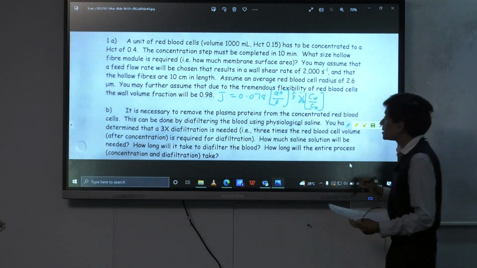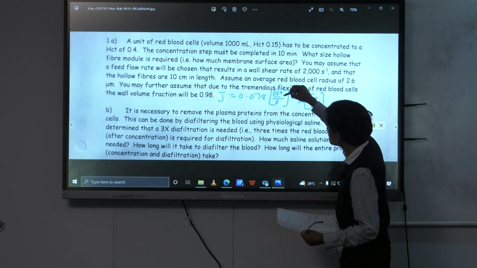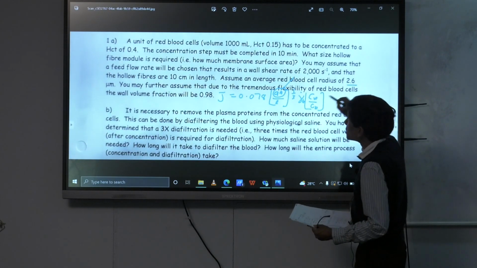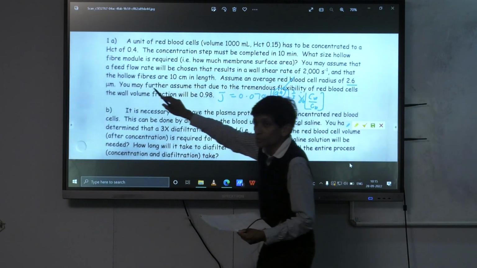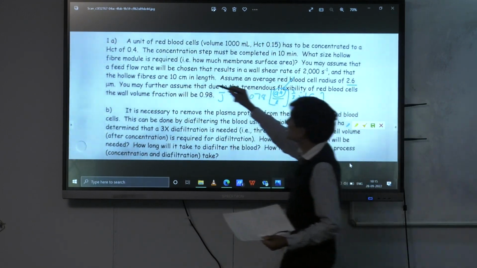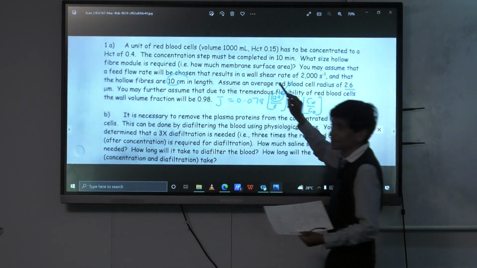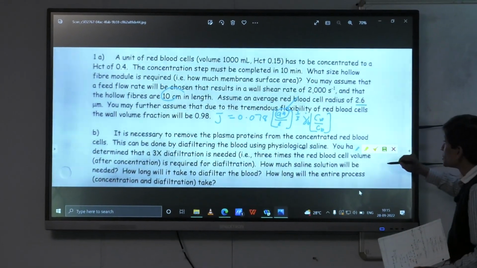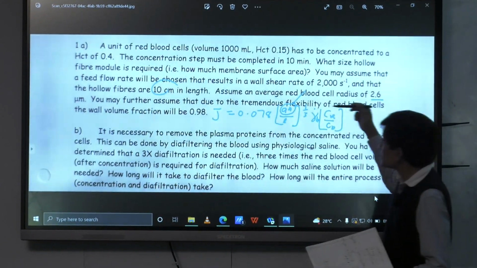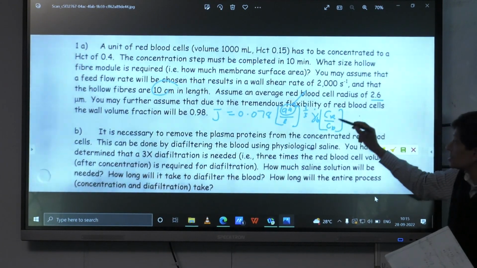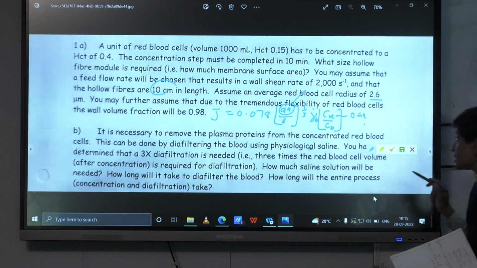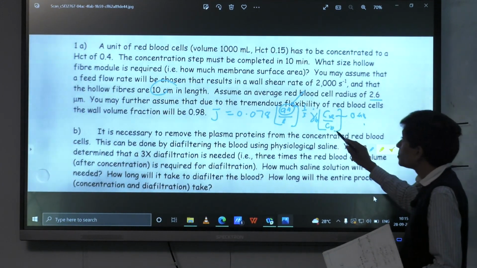Now, do we know everything here? Do we know this one? Yes, we do. We're told that somewhere, 2.6. Remember the units, though. It's micron, so 2.6 multiplied by 10 to the minus 6. L, the length of the module, do we know? Yes, 10 centimeters, 10 by 10 to the minus 2. Good. Then the concentration at the wall, since it's a ratio here, you can use a ratio. So this is 0.98. So we know all this. Now, to determine the flux, we need a value for CB.